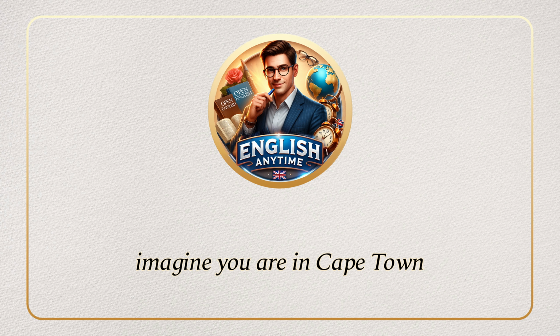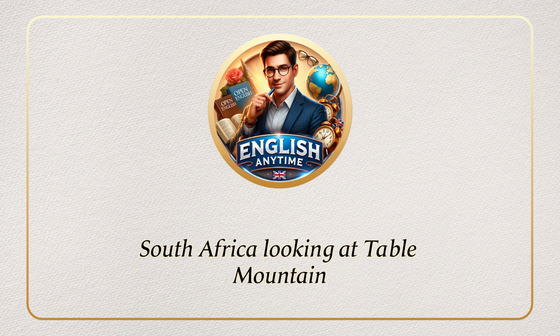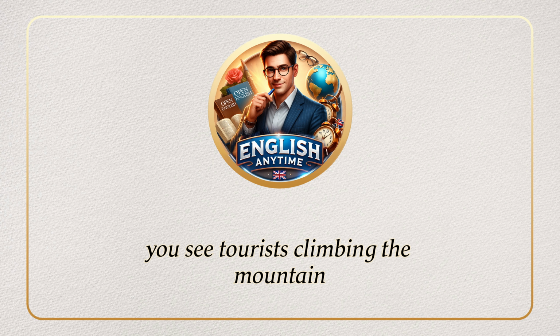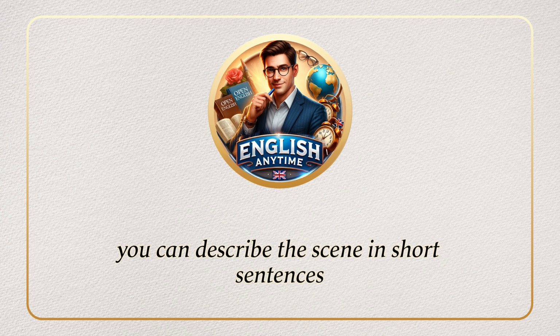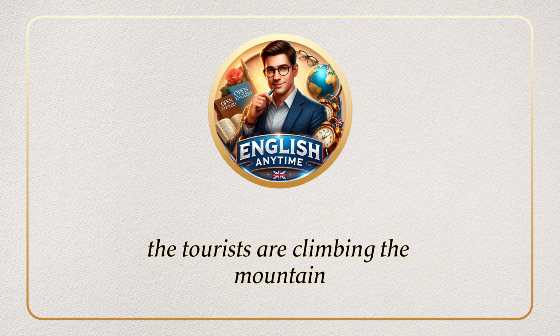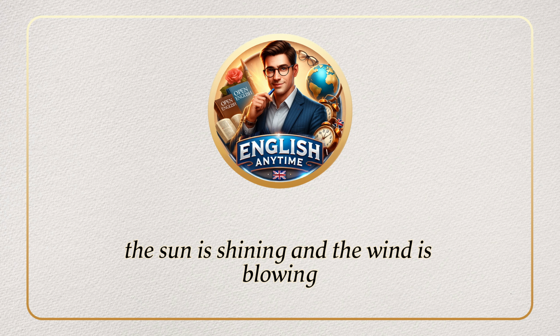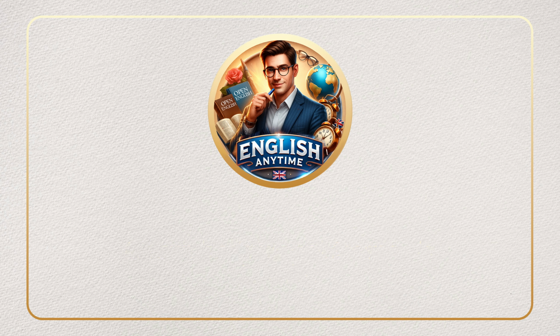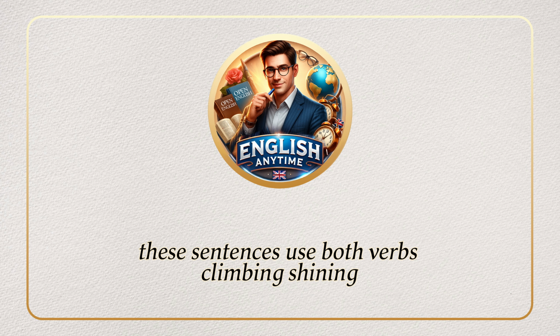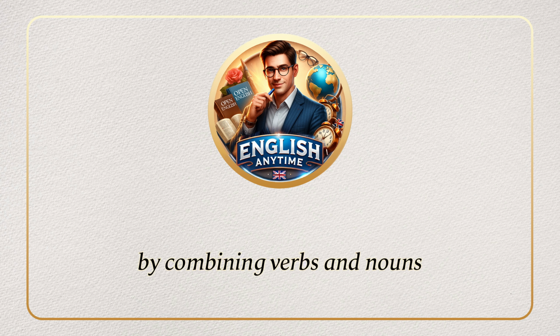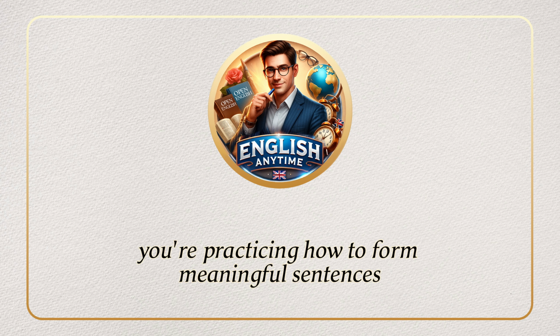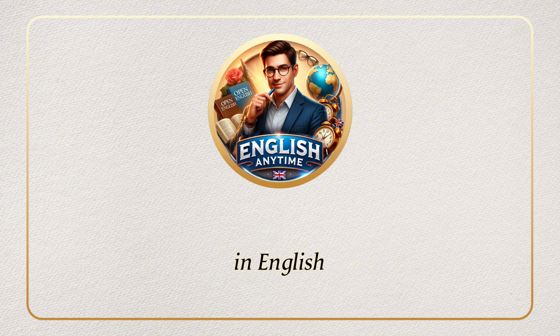Imagine you are in Cape Town, South Africa, looking at Table Mountain. You see tourists climbing the mountain, the sun shining and the wind blowing. You can describe the scene in short sentences. The tourists are climbing the mountain, the sun is shining, and the wind is blowing. These sentences use both verbs (climbing, shining, blowing) and nouns (tourists, mountain, sun, wind). By combining verbs and nouns, you're practicing how to form meaningful sentences in English.